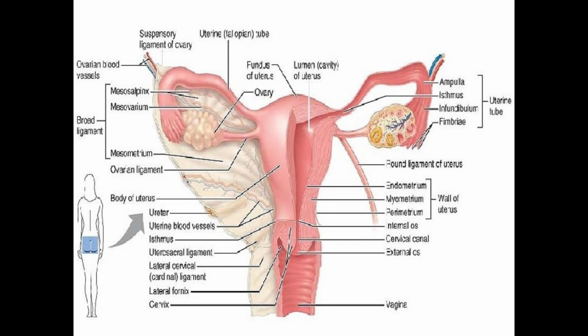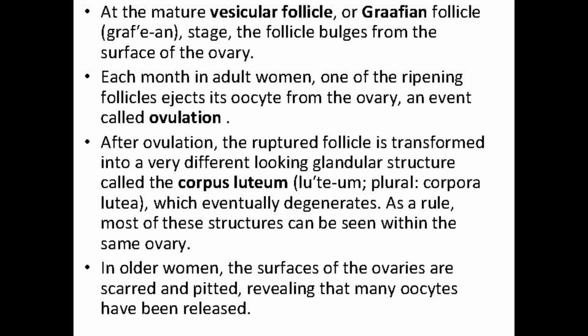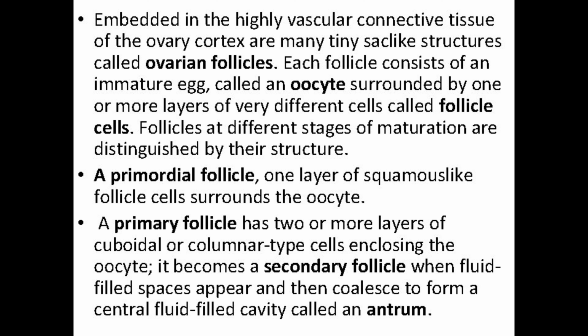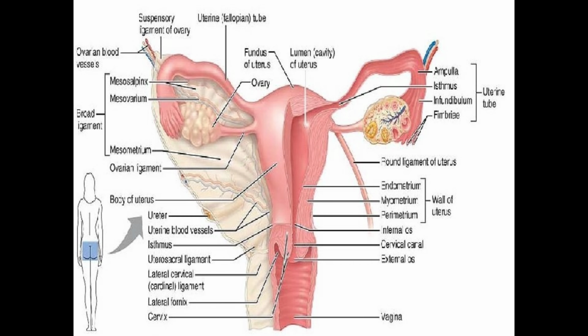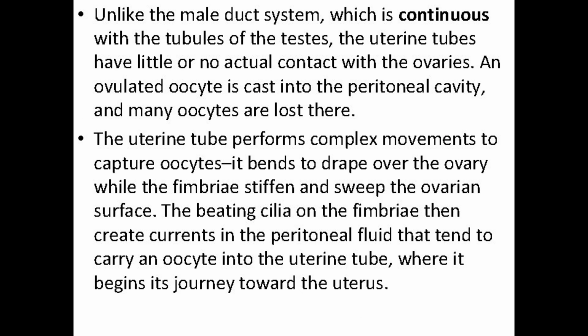So here you can see the process of spermatogenesis where primary spermatocyte with 46 chromosomes will divide by meiotic divisions, will become secondary spermatocyte, then further division, then it will become spermatids, and this spermatid contains 23 chromosomes, and then it will mature into sperm cells.